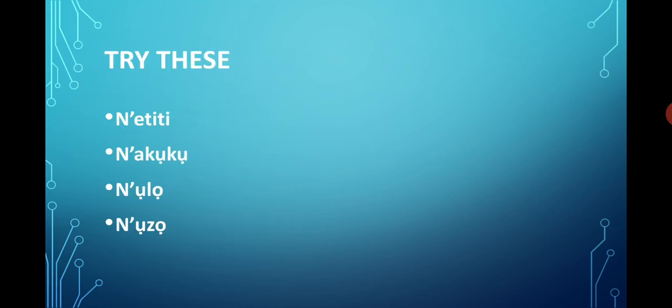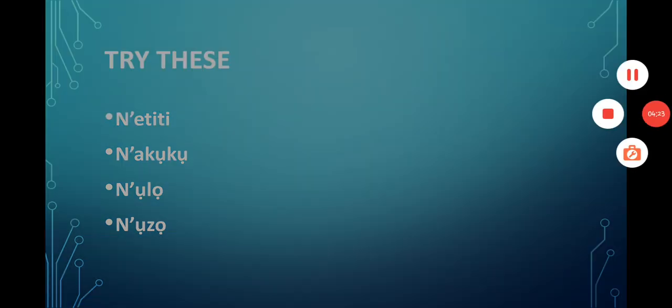Okay, so you're going to try this by yourself. N'etiti, n'akụkụ, n'ụlọ, n'ụzọ. Use them to make sentences. And I always advise, don't just make the sentence, practice them. The more you practice, the more you learn Igbo language.